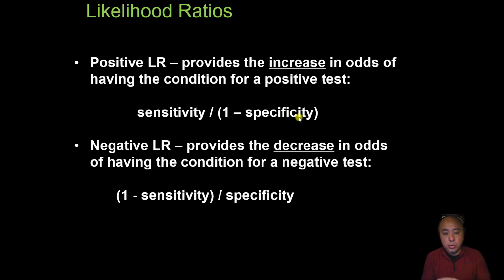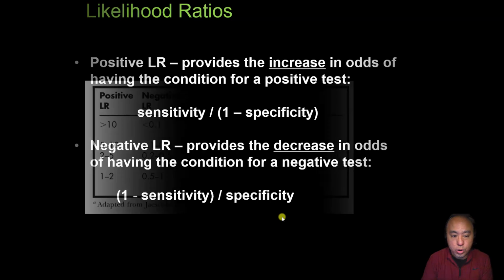The negative likelihood ratio is the other way around. It provides a decrease in odds or probability of having the condition given a negative test result, and it is calculated as the false negative rate divided by the true negative rate. And if you were to get a negative Lachman's test, for example, the odds of the person actually having an ACL injury goes down with a good negative likelihood ratio.